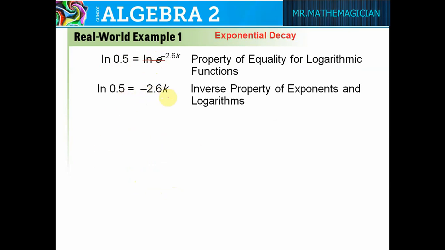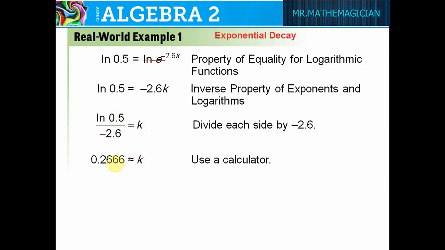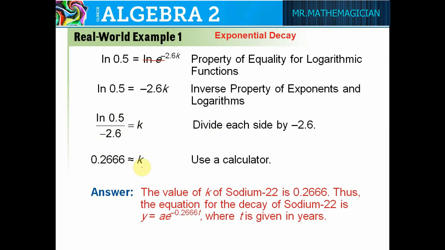Now we can divide by negative 2.6 on both sides. So k equals ln 0.5 over negative 2.6, and this will give you k as an answer, 0.2666. So the value of k for sodium 22 is 0.2666. Thus the equation for the decay of sodium 22 is y equals a e to the negative 0.2666t, where t is given in years.